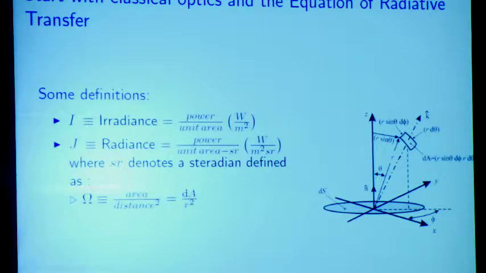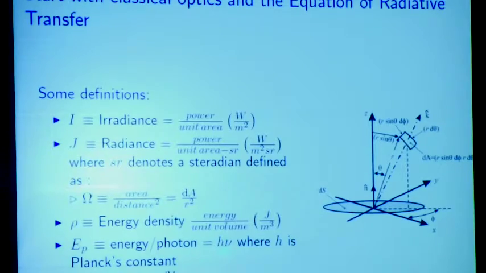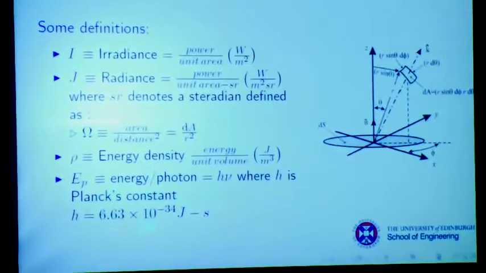So that is going to be the area defined by those divided by the distance along r squared, because the units of A are square distance. So instead of a differential distance in an arc divided by the radius, it's the differential area divided by the radius squared. Rho is the energy density, or energy per unit volume, joules per cubic meter. And E sub P is the energy per photon. Energy per photon is h nu, where h is Planck's constant given by this.